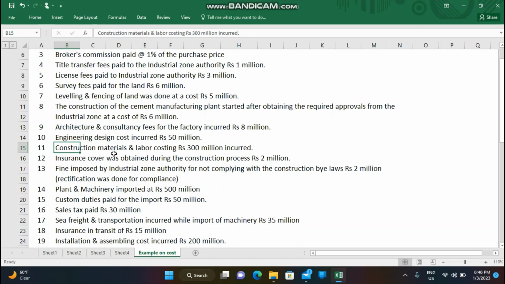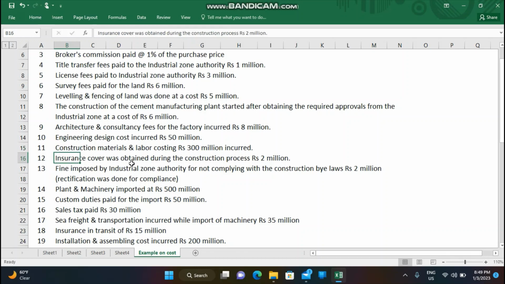So next we have construction materials and labor costing rupees 300 million incurred. Definitely, whenever we are constructing the factory building, construction materials and labor will be incurred. So cumulatively they incurred rupees 300 million. So that will be the major cost, and that will be included in the cost of factory building. So we will include this 300 million into the cost of factory building.